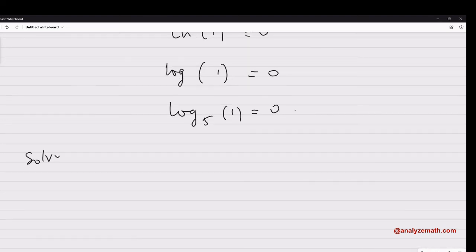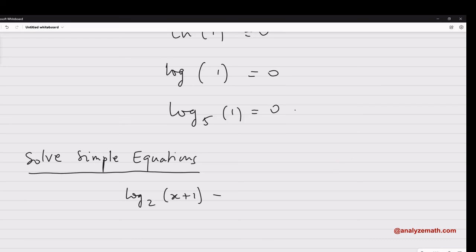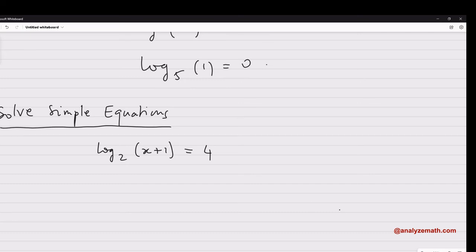Next, we are going to solve some very simple equations, either exponential or logarithmic equations, using the idea of converting. So for example, I have log base 2 of x plus 1 equals 4. How can I solve this? This can be solved by rewriting the log into exponential form as we saw above. So I take the base 2 to the power 4, and this must give me x plus 1, and now I solve for x. x equals 2 to the power 4 minus 1, 2 to the power 4 is 16, minus 1, and that gives me 15.